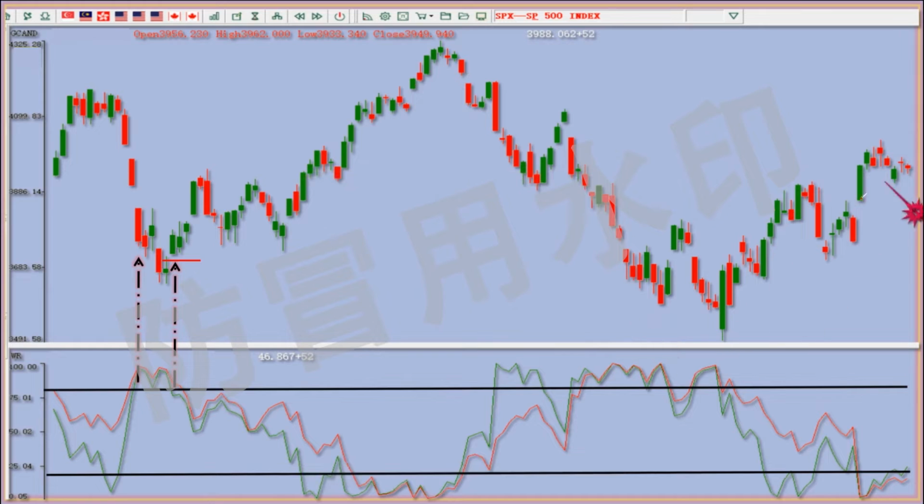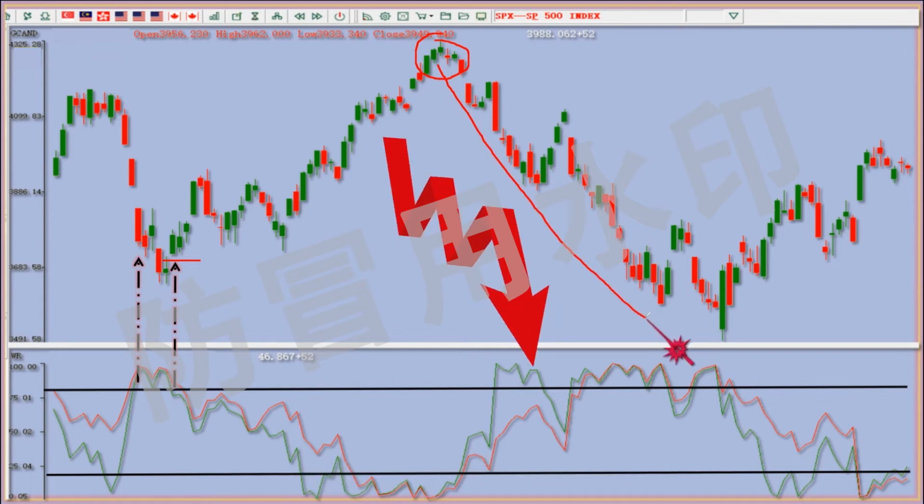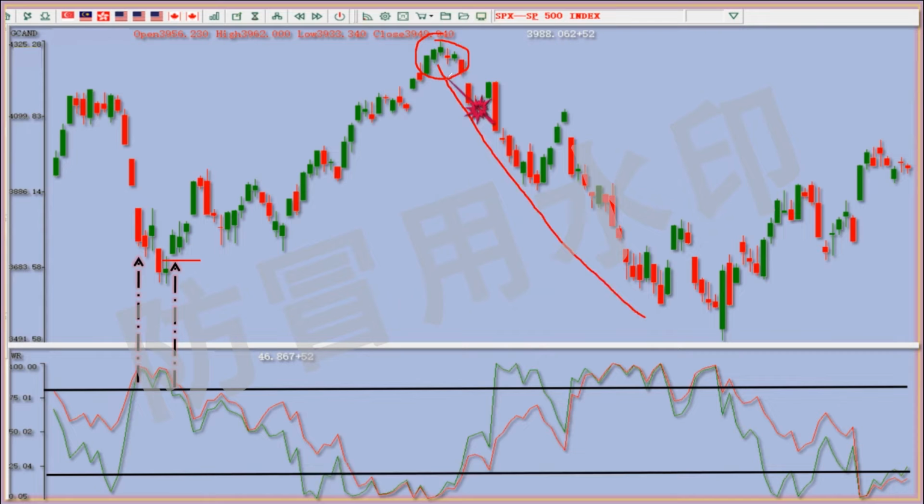Let's look at the bottom in October again. Is the Williams indicator also applicable? After the US stock market established this midterm top pattern on August 17, shares began to fall rapidly. Certainly, this high Williams indicator also indicates a selling point.